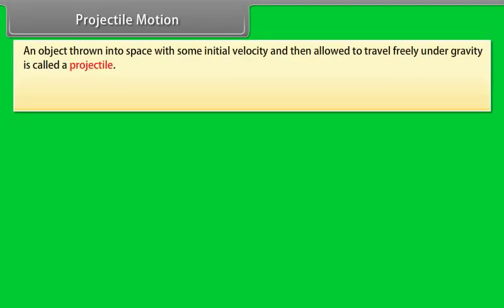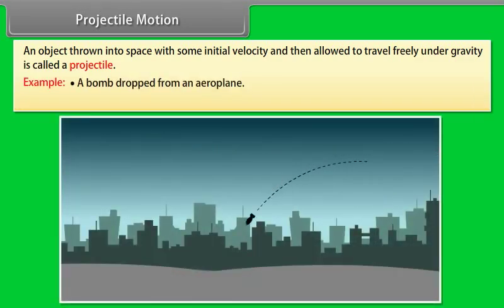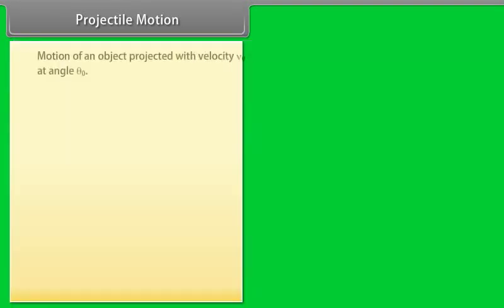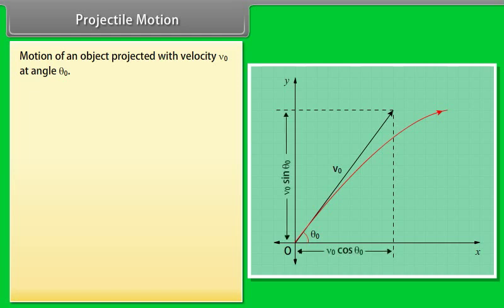Projectile motion. An object thrown into space with some initial velocity and then allowed to travel freely under gravity is called a projectile. For example, a bomb dropped from an aeroplane, a cricket ball hit by a batsman. Motion of an object projected with velocity v0 and angle θ0 is shown in the figure. The path of a projectile is a parabola.